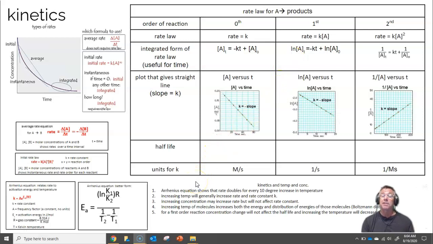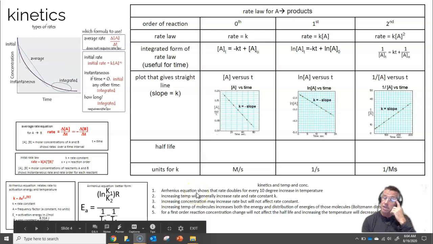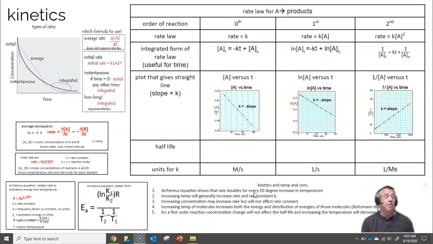And finally, we will take a look at what most people actually do to change the rate of a reaction, and that is they heat it up. And as a general rule, this Arrhenius equation shows that the rate should double for every 10-degree increase in temperature, which is pretty dramatic.